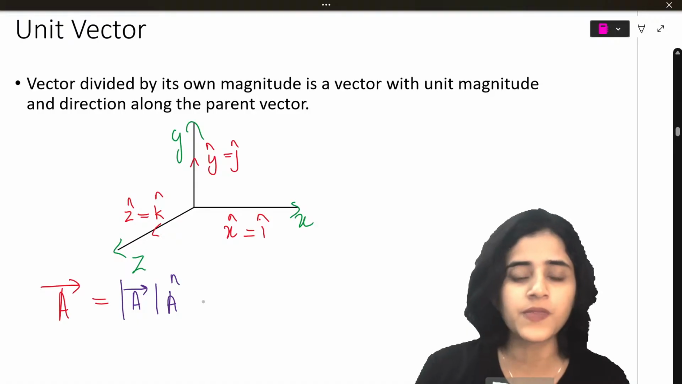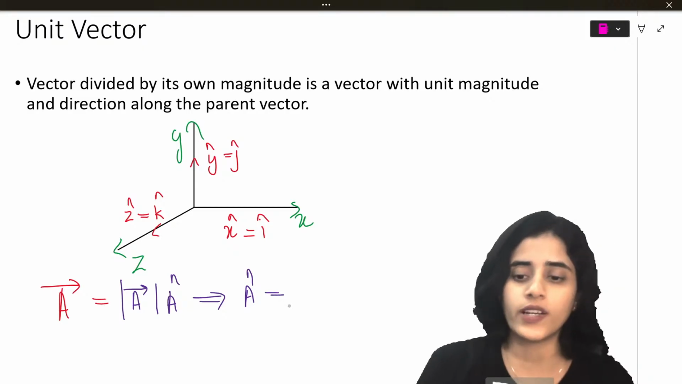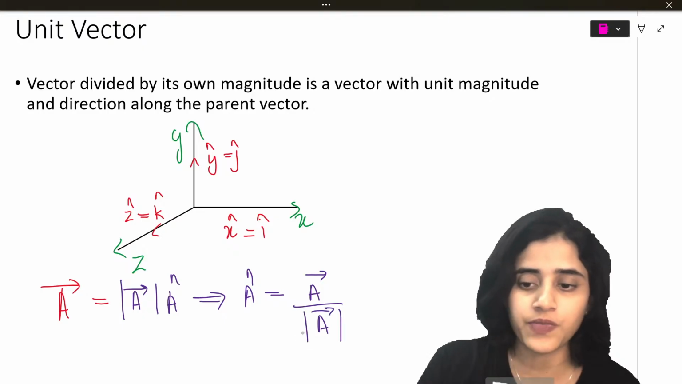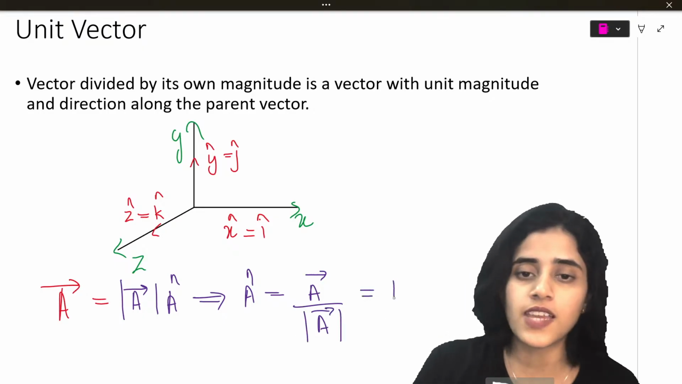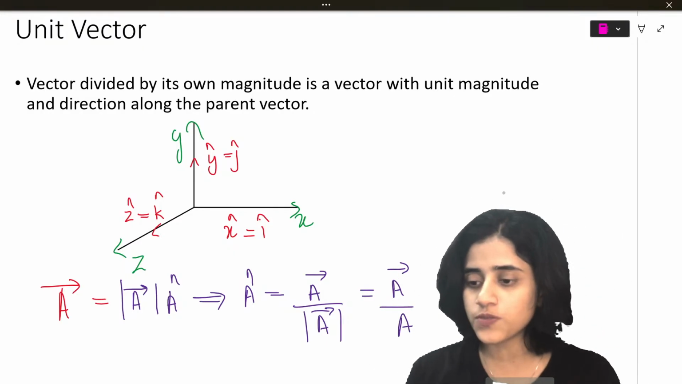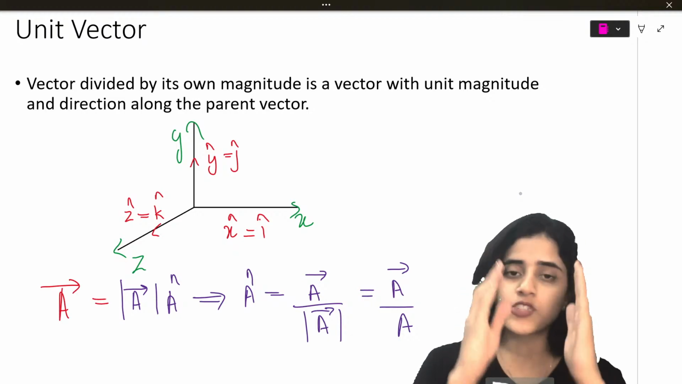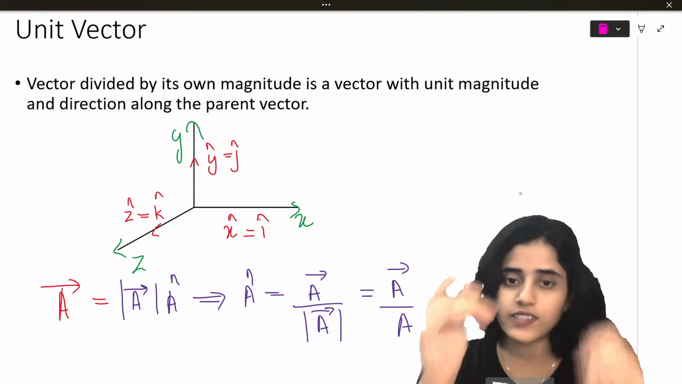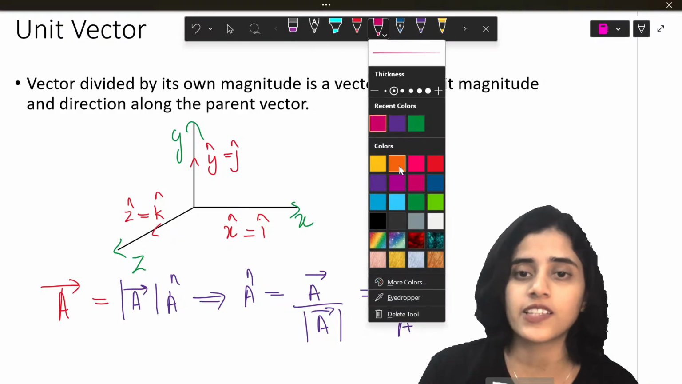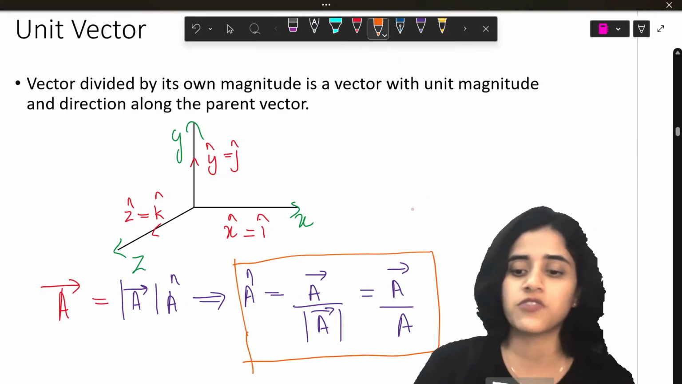We've already learned this. Now, if I rearrange this and write A cap is equal to A vector by magnitude of A vector, what is this? This is the same as A vector divided by A. This I've already taught you. Is this clear? Magnitude of A can be either written as A vector inside lines or simply A. So this is basically called a unit vector.